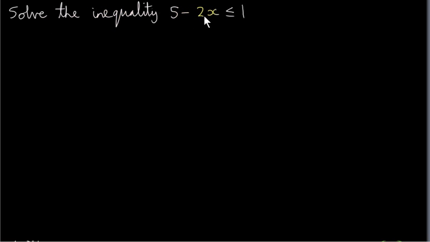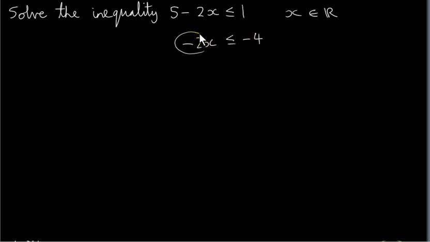Solve the inequality 5 minus 2x less than or equal to 1, where x is a real number. Now, we have a linear expression here. So, we solve this linear inequality like we solve a linear equation. We isolate the x term first of all. To isolate minus 2x, we just subtract 5 from both sides. So we get minus 2x less than or equal to 1 minus 5, which is minus 4.